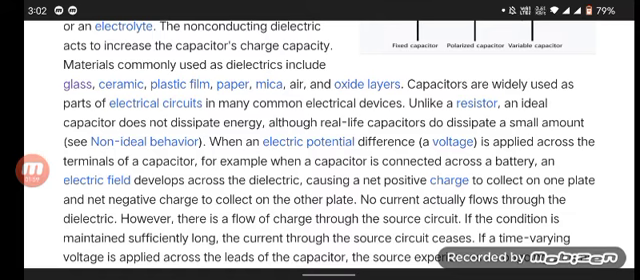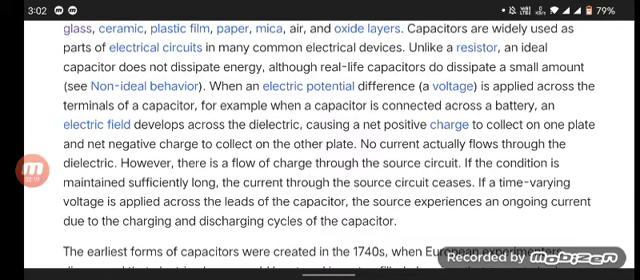For example, when a capacitor is connected across a battery, an electric field develops across the dielectric, causing a net positive charge to collect on one plate and net negative charge to collect on the other plate. No current actually flows through the dielectric. However, there is a flow of charge through the source circuit. If the condition is maintained sufficiently long, the current through the source circuit diminishes.